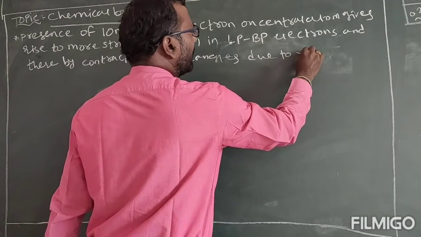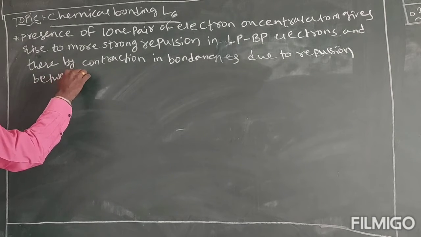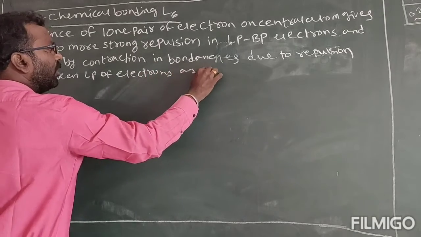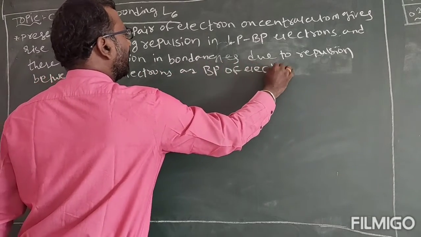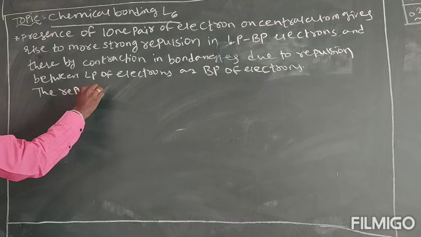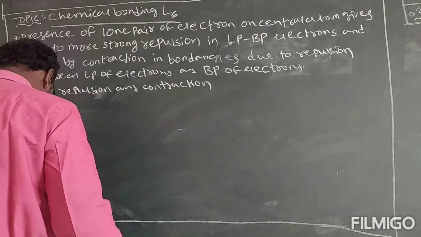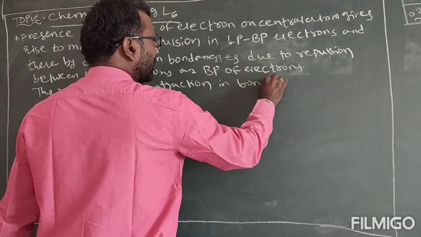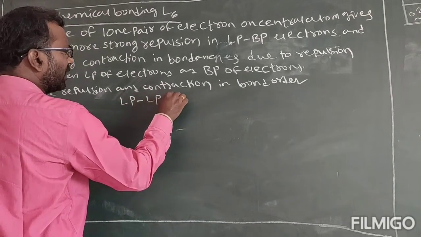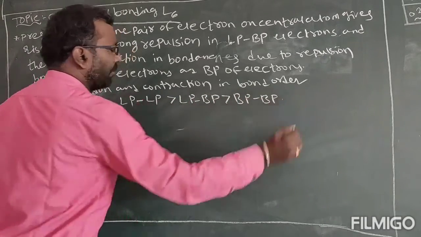Due to repulsion between lone pair of electrons and bond pair of electrons, the repulsion and contraction order in bond angles is: lone pair-lone pair is greater than lone pair-bond pair, which is greater than bond pair-bond pair repulsions.